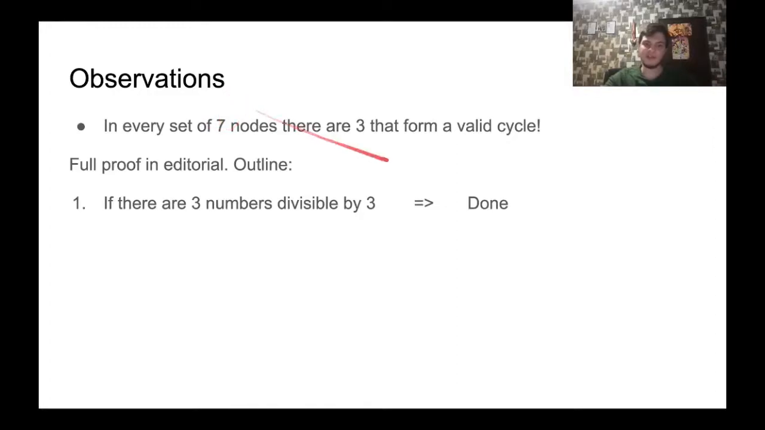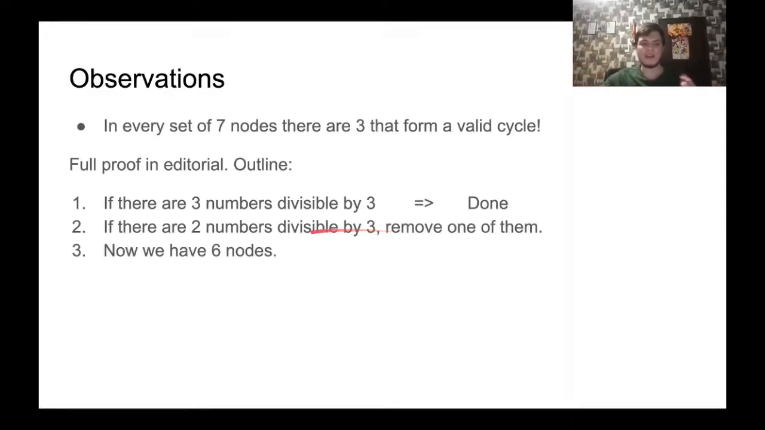Note that we have 7 nodes. So the first thing we need to note is that if we have at least 3 numbers that are divisible by 3 in our set, then we can literally just choose those 3 numbers. Maybe there are more, but if there are more than 3 numbers divisible by 3, we just choose any 3 of them. And you can notice that the GCD of each pair of them is divisible by 3, because all of them are divisible by 3. Therefore, all of the GCDs will be equal to 0. And yeah, we're basically done, as we can just choose those 3 numbers.